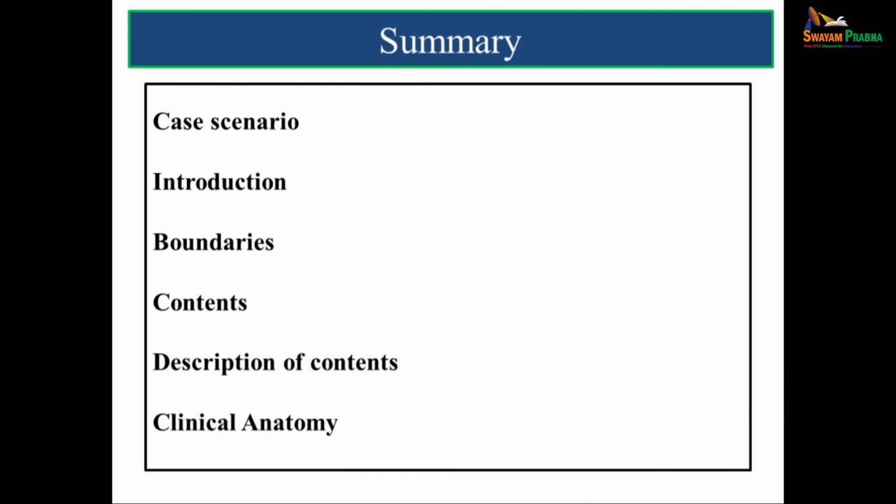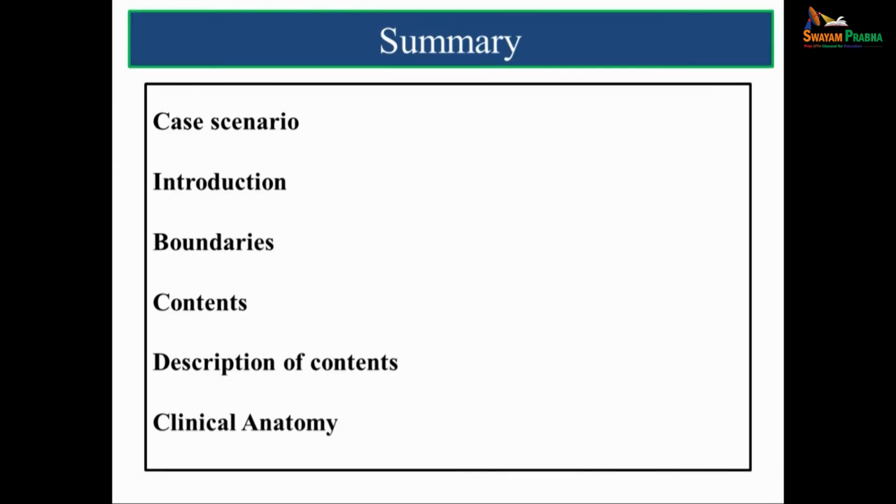In summary, what did we learn today? We started off with a case scenario of foot drop. Then we had a brief introduction on the back of the thigh, the hamstring muscles, then the calf muscles. Then we discussed the boundaries of the popliteal fossa, the contents of the popliteal fossa, description of the contents, and finally we discussed the clinical anatomy.